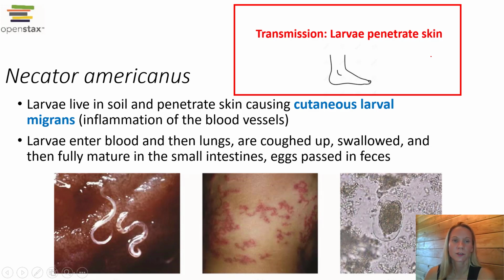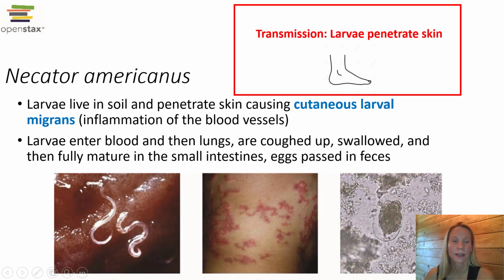So the larvae are in the soil. They penetrate the skin when you walk around barefoot in the mud, and then it causes cutaneous larval migrans. Take a look at these pictures where you can see these inflamed blood vessels. It's very clear that this person has these little larval worms in there. The worms are microscopic, but you can definitely see the inflamed blood vessels.